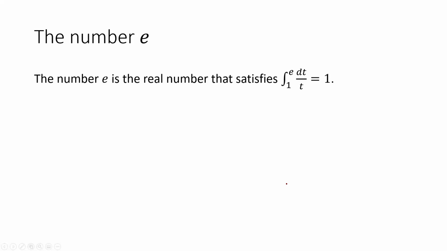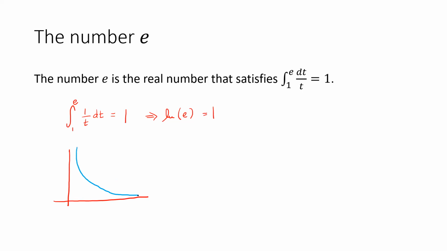So to define it, we'll say the number e is the real number that satisfies the integral from 1 to e of dt over t is equal to 1. So notice that here, what we have is the integral from 1 to e, e being this number that we're satisfying here, of 1 over t dt is equal to 1. Well, that's what we're saying here is that ln of e is equal to 1.